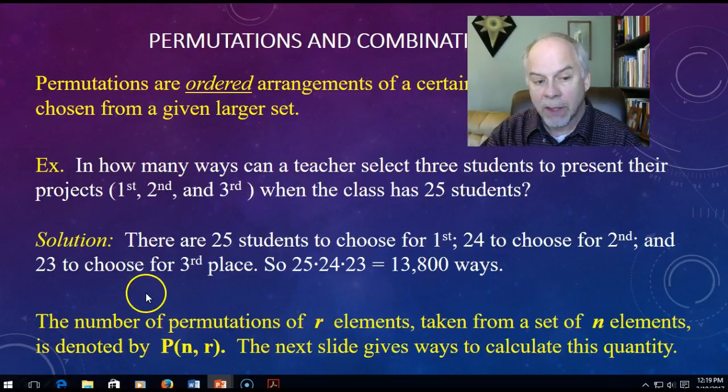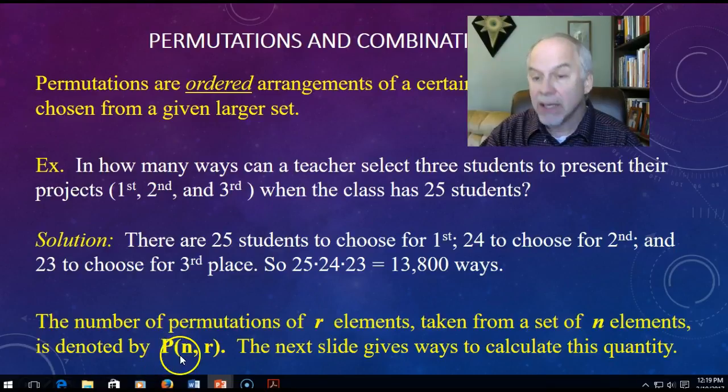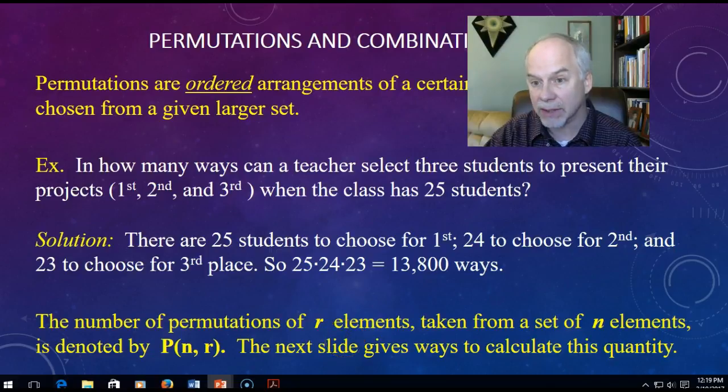Now, the number of permutations of R elements taken from a set of N elements is denoted by P of N, R. So it's the number of permutations where you're taking out of a total of N objects, you're choosing R of them and then arranging them in some order. That's called permutations of N things taken R at a time. So in the next slide, we're going to look at how to calculate this quantity.